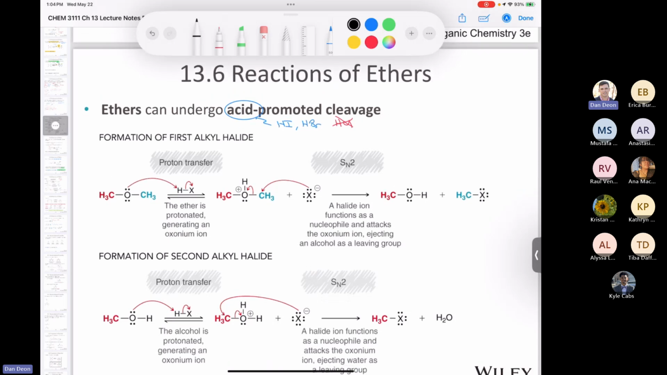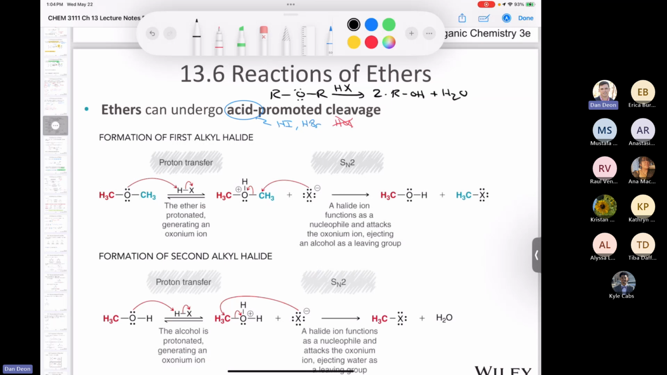So the overall reaction is something like this. So here's your ether, okay? You have your R group, then your oxygen, then your R group. And then if you treat that with a strong acid, again, like HBr or HI, you end up with two equivalents of an alcohol with the R groups, and then you also liberate water in the process.